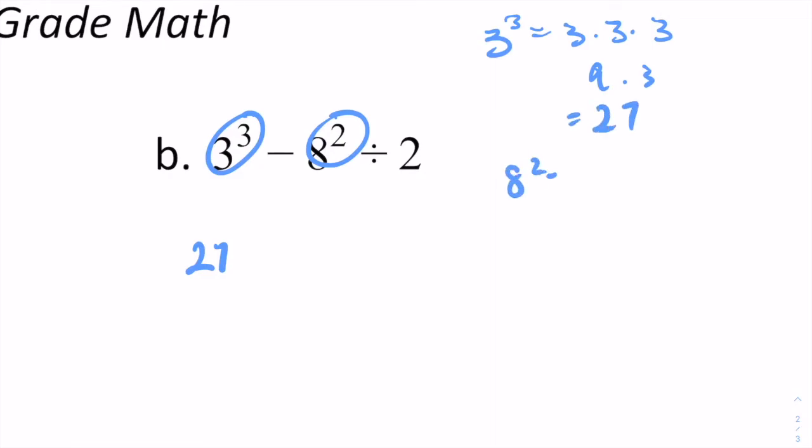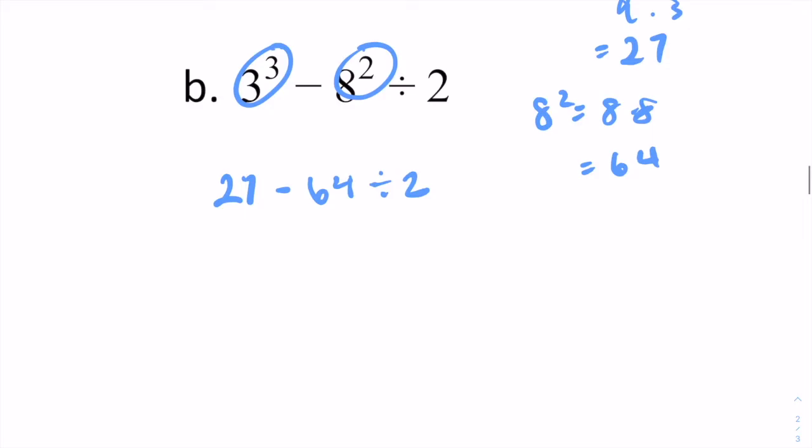8 squared is not 16, it's 8 times 8, which is equal to 64. So you have 27 minus 64 divided by 2. All right, let's do 27 minus 64 next. So if I plug it into my calculator, 27 minus 64, you get negative 37.